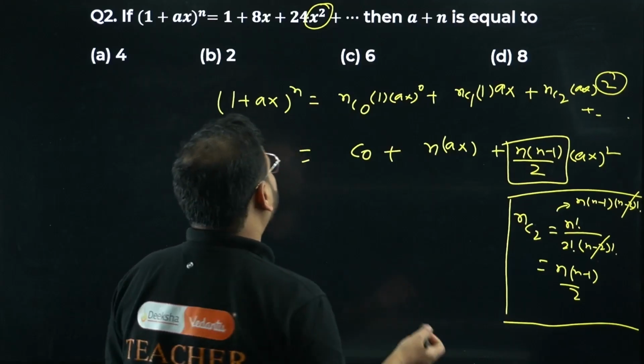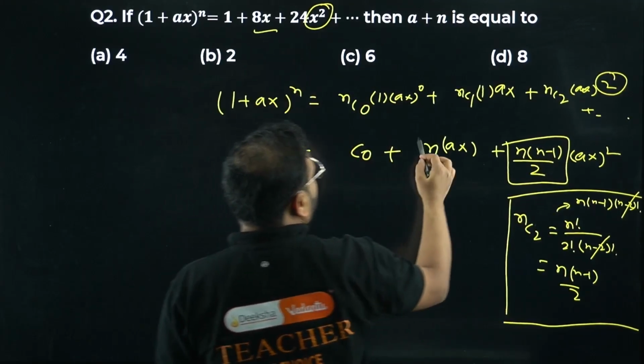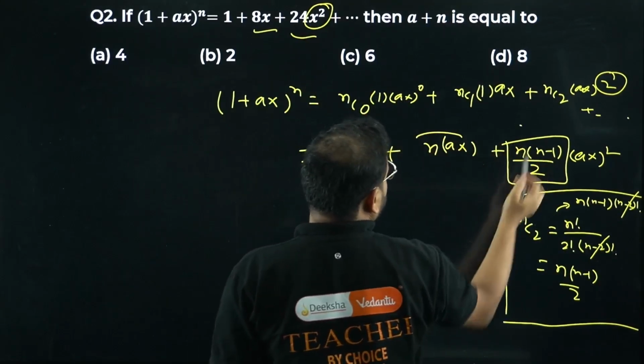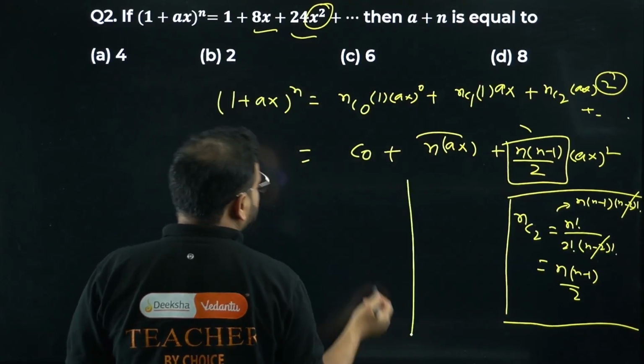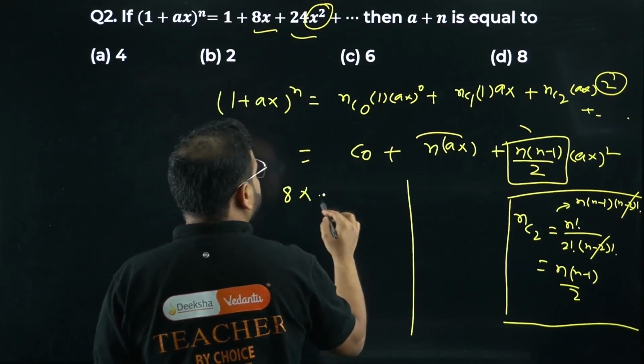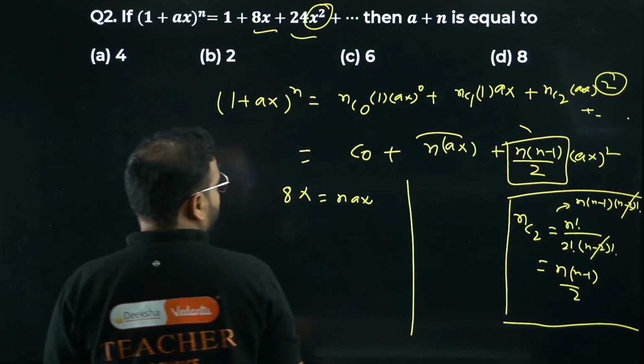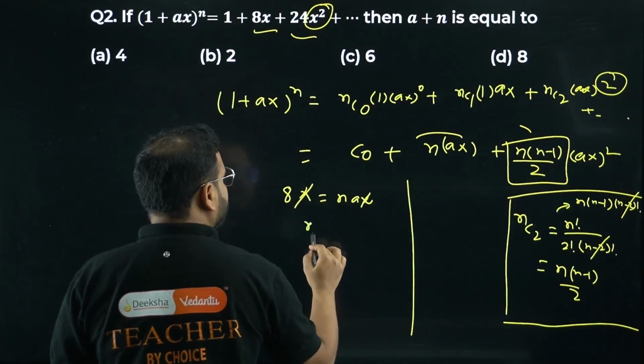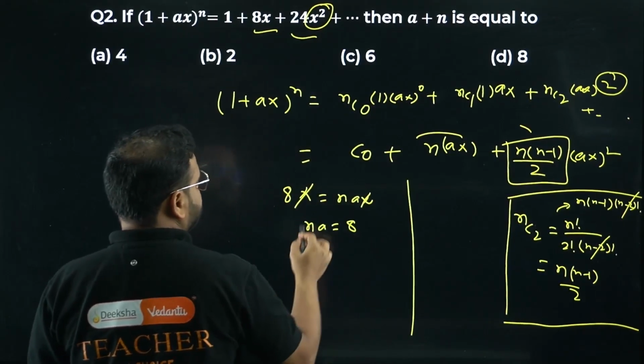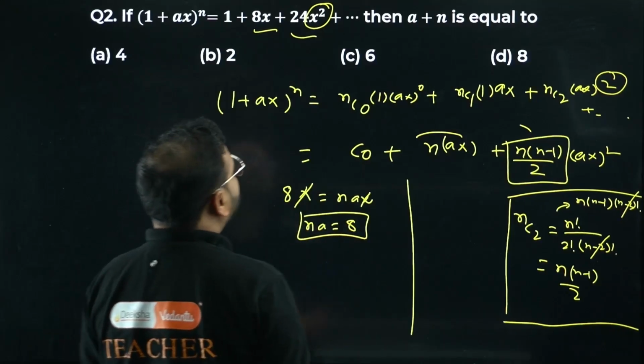Now compare the like terms: 8x to nax and this to this part. So we'll do the first comparison. 8x to nax. From here I get x and x cancels. So I'm getting na equals 8. Have a look. What I have next?